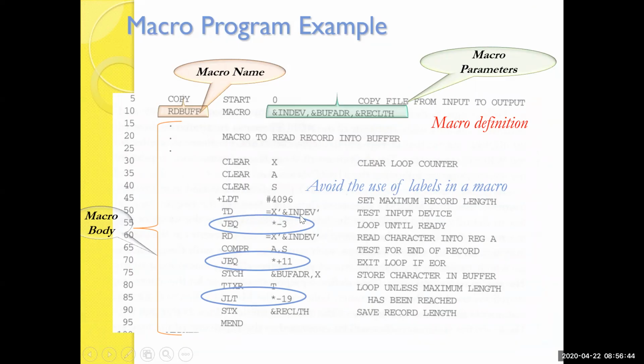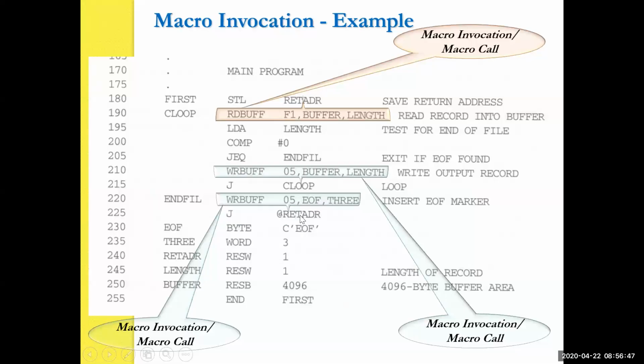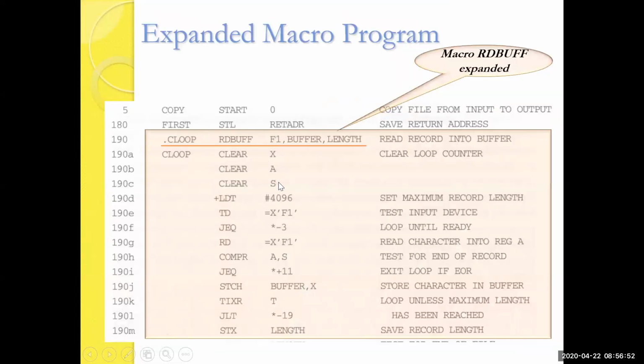When TD is generated, INDEV is replaced with the macro argument F1. So the statements generated are CLEAR X, CLEAR A, CLEAR S, LDT #4096, TD followed by the operand where parameter INDEV is replaced with F1. Also please note, CLOOP is a label which will be retained as a label for the first instruction that is expanded as a part of macro expansion for the macro invocation statement RDBUFF F1, BUFFER, and LENGTH.